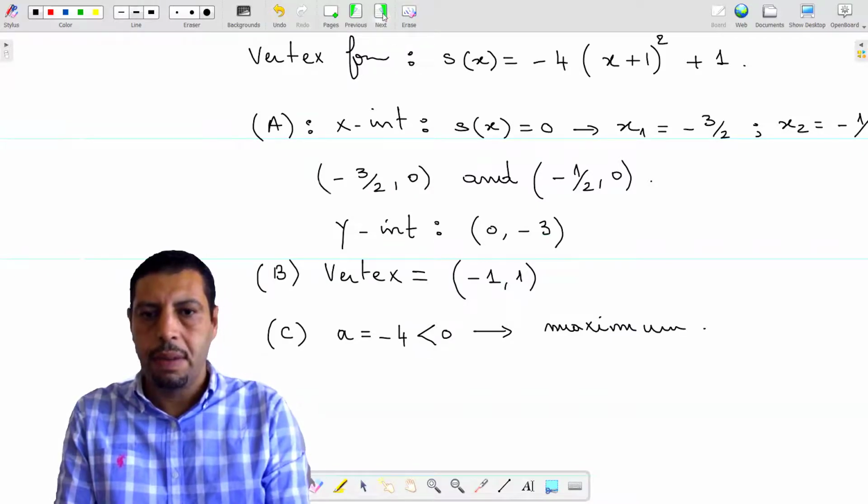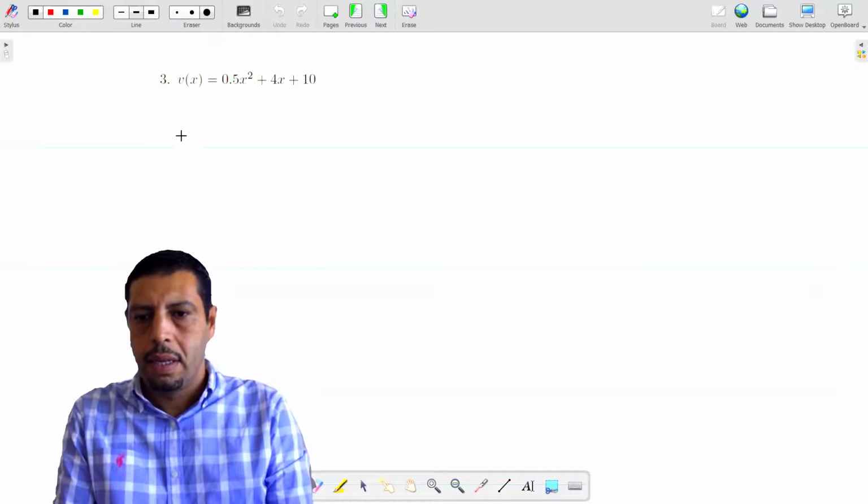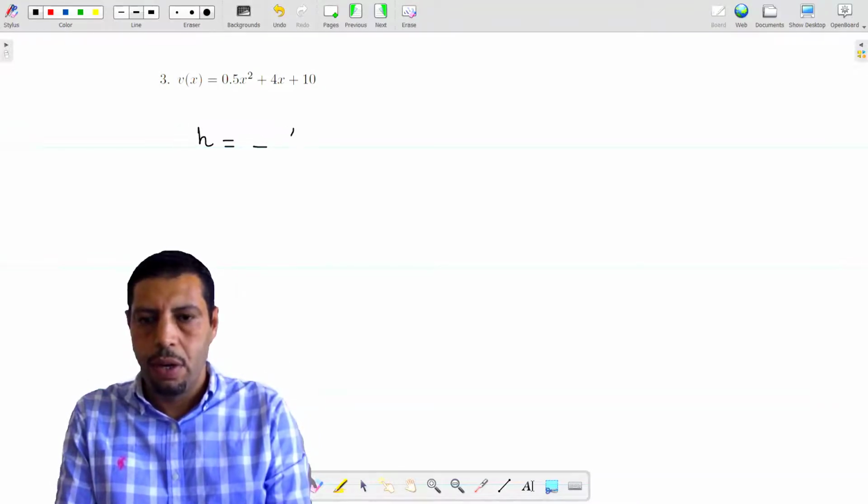Now, let's move to the next one. Again, h is equal to negative b over 2 times a, which is negative 4 over 2 times a, but 2 times a is 1, so h is negative 4. The k is the output of negative 4, so negative 4 squared is 16. 16 times 0.5 is 8. 8 plus 4 times negative 4, which is negative 16. So 8 plus negative 16 gives negative 8. Negative 8 plus 10, so k is equal to 2.